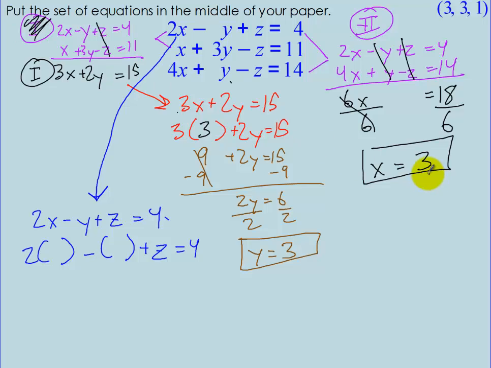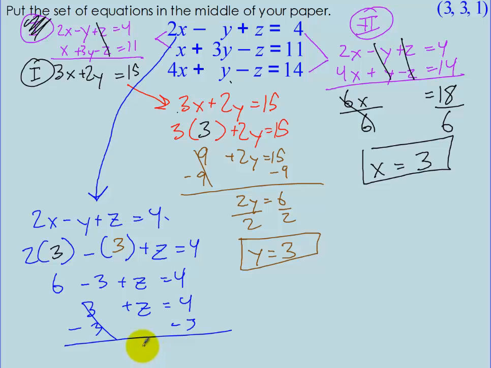What am I plugging in? Well, I'm going to plug in a 3 for the x. And what am I plugging in? A 3 for the y. So then what I get is 2 times 3 is 6 minus 3 plus z equals 4. And that's going to be 3 plus z equals 4. Subtract 3 on both sides. I'm going to get z equals 1.